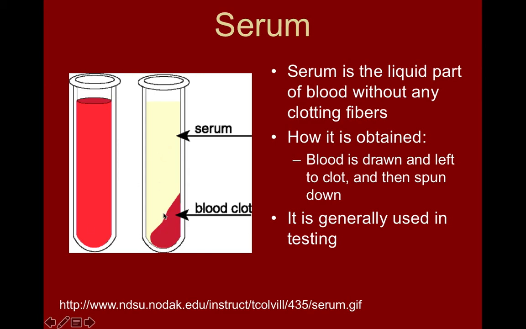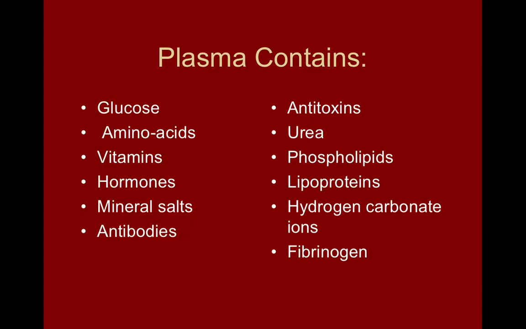And then you have 2 layers of that and you spin it down. And the serum is at the top and the blood is at the bottom, and the blood is like an actual gooby blood clot. So it is used in testing and you just pull off the serum and use that serum in the testing, and it would have all of the things that we just talked about, but it wouldn't have that fibrinogen, and that might interfere with some of your testing. So that would be why that would be useful.